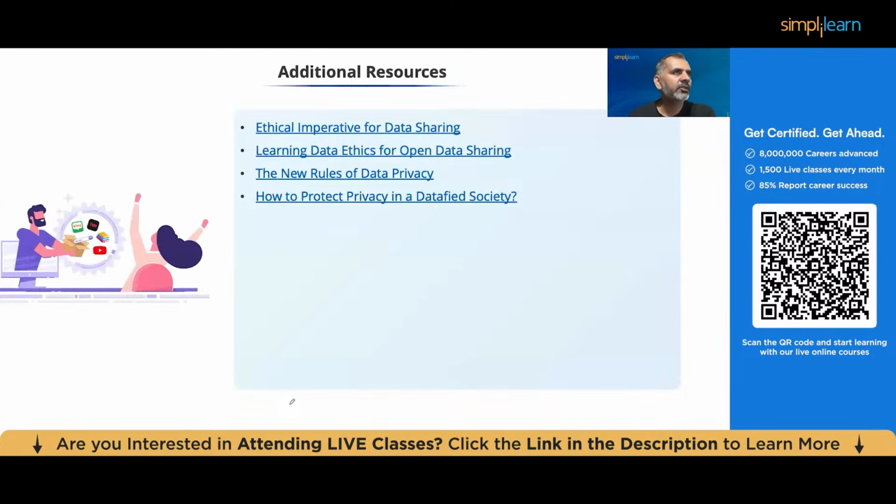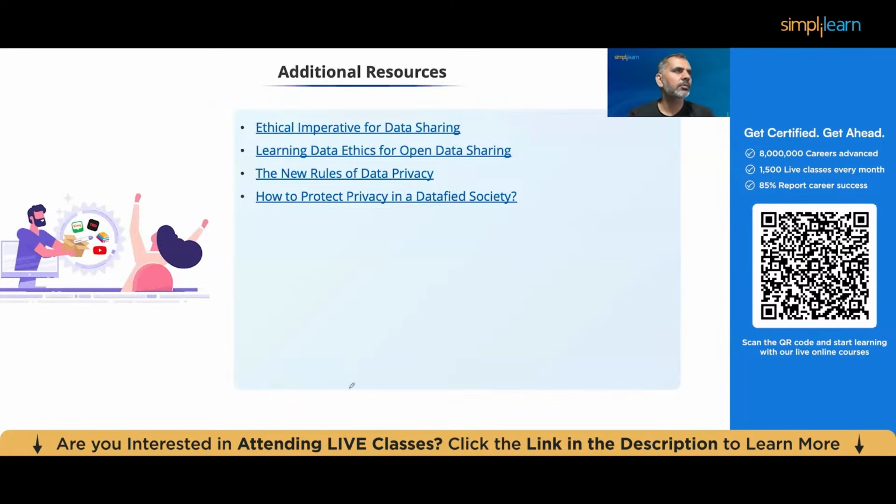And these are some additional resources. These are available in your presentation. You can explore more about them, like what the ethical imperatives for data sharing are, how you can share your data, what the data ethics for open data sharing are, some new rules for data privacy, and how to protect privacy and data in societies. So this is for your extra learning.